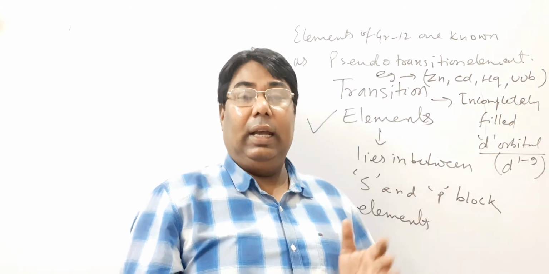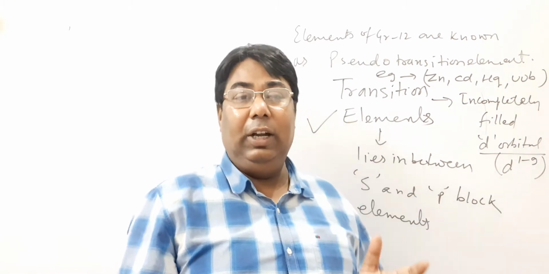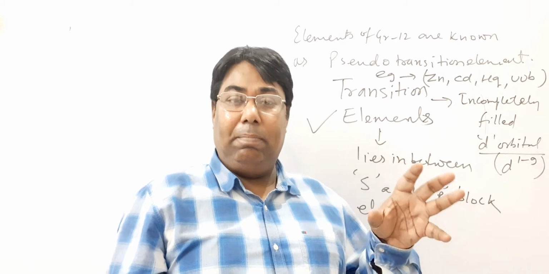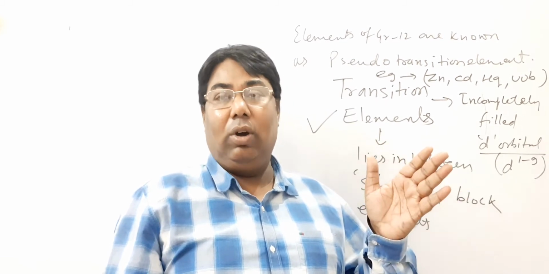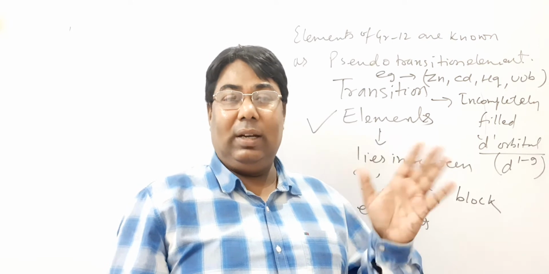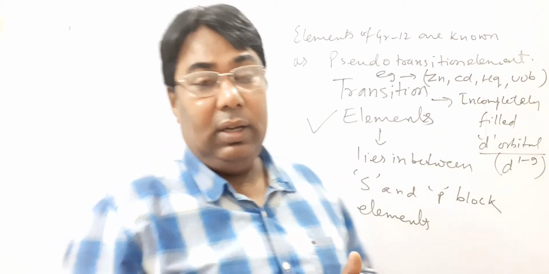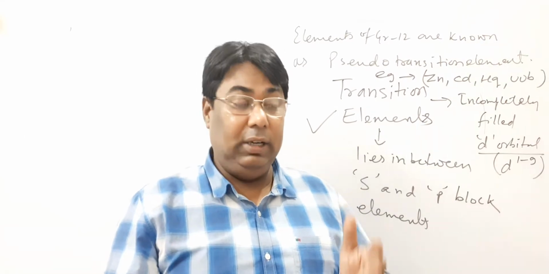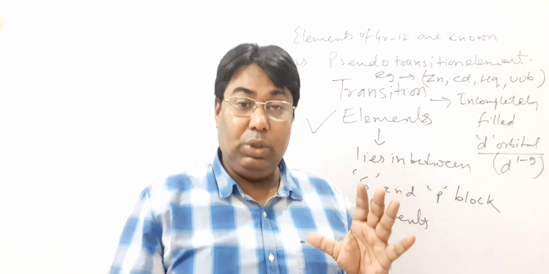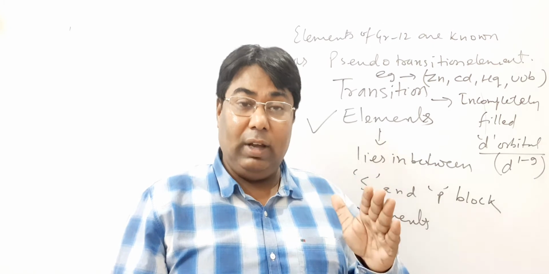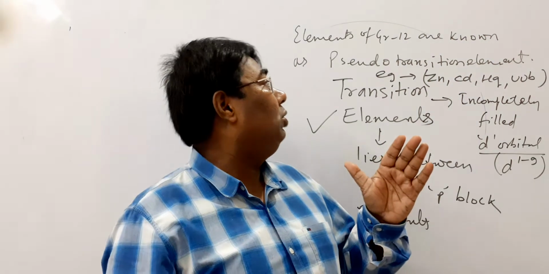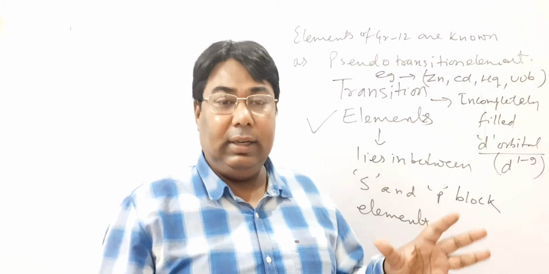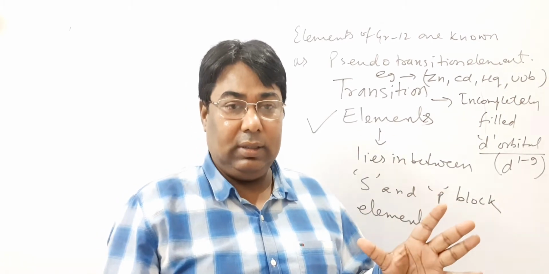Because they have completely filled d orbitals, but they are placed in d block elements. So they are considered as pseudo transition elements, and they are not considered as transition elements because they have completely filled d orbitals. So elements of group 12 such as zinc, cadmium, mercury are considered as pseudo transition elements.